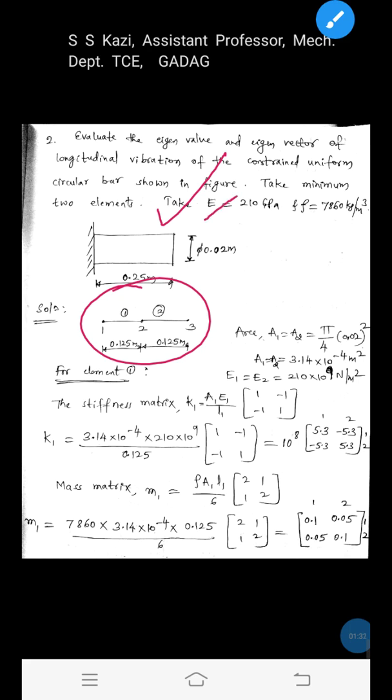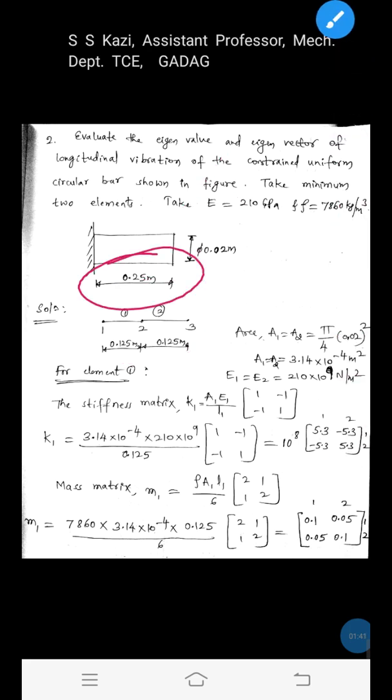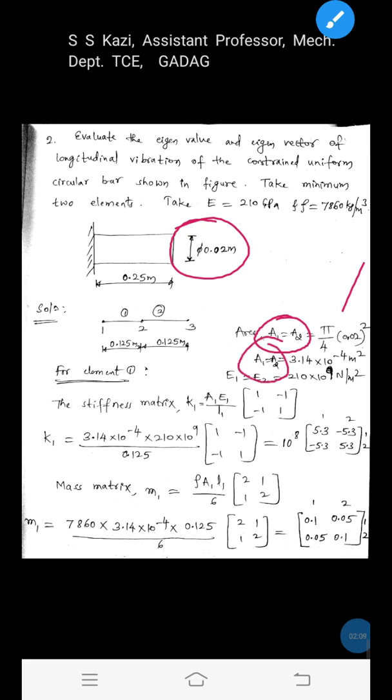Let us generate a finite element model of this like this, and with two equal parts, that is 0.25 meter is the length of the entire simple bar. Now this can be divided into two, then you will get each element length will become 0.125 meters. And the circular bar is having the diameter 0.02 meter, it is given. Hence the area of element 1 and element 2 are same, and it is given by pi by 4 d square, pi by 4 0.02 square. If you calculate, you will get area of element 1 and element 2 is 3.14 into 10 raised to minus 4 meter square.